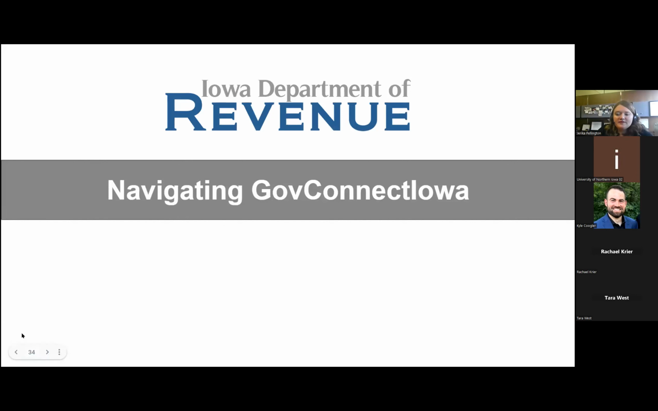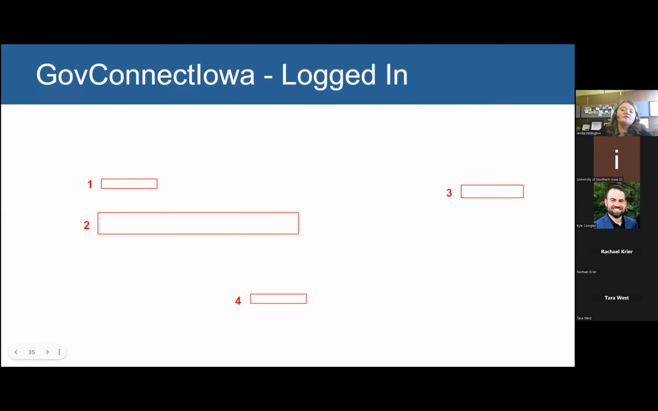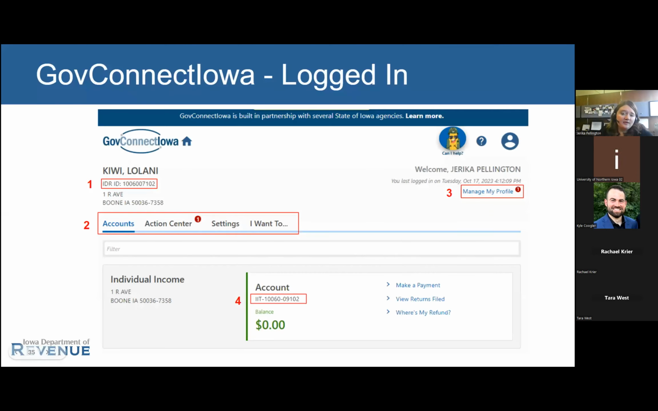So now that we've covered the basics of what's new, we'll talk about how to create a GovConnect Iowa logon and request access. I'll show you the basic navigation of GovConnect Iowa. There are 4 important pieces of information available when you log in. I have them detailed on this screen, and then I'll just go through 1 through 4.